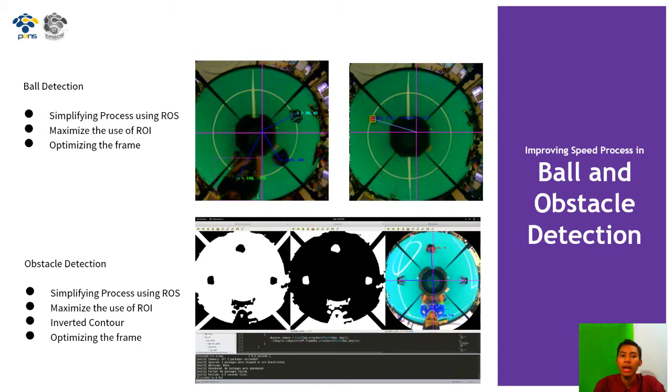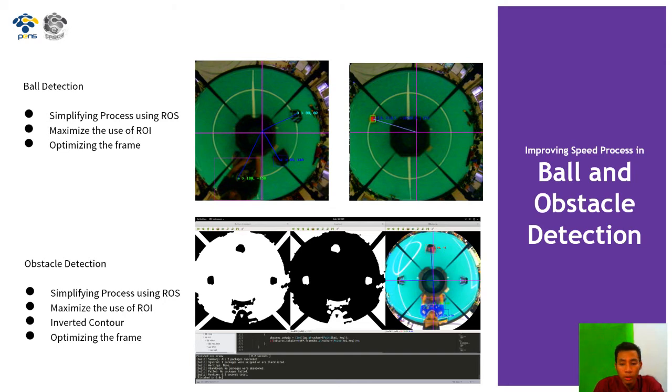So this is how I improve the speed process. This is a picture of how my robot does the ball detection and obstacle detection, and how I improve it. First is ball detection. I simplify the processing using ROS. So the program is broken into some programs, so the program can maximize the speed, and then maximize the use of region of interest, and then optimize the frame.